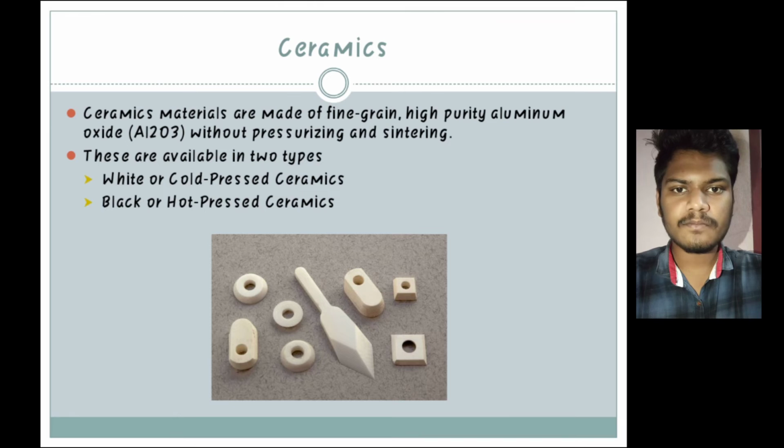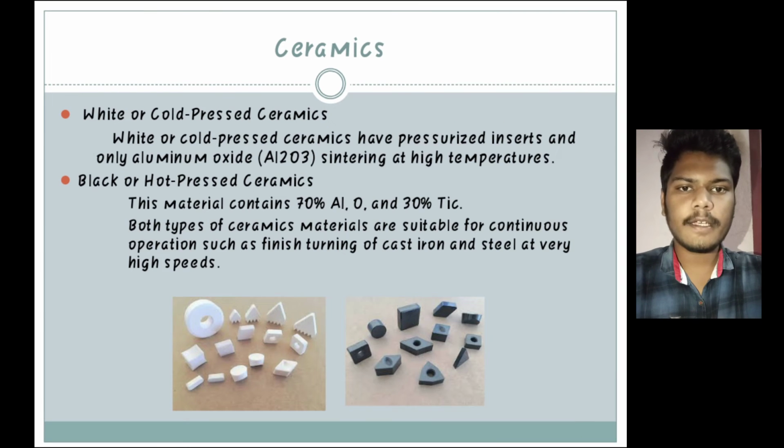Ceramic materials. Ceramic materials are made of fine grains, high purity aluminum oxides without sintering and pressurization. Ceramic materials are available in two types. They are white or cold pressed ceramics and black or hot pressed ceramics. White or cold pressed ceramics have pressurized inserts and only aluminum oxide sintering at a high temperature.